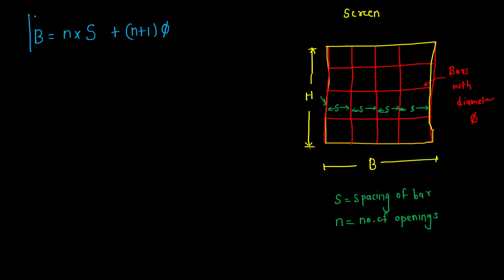So B is equal to ns plus n plus 1 into phi, where B is the width of the screen, n is the number of openings, s is the spacing of the bar, and phi is the diameter of the bar. So with this we will get the number of bars.